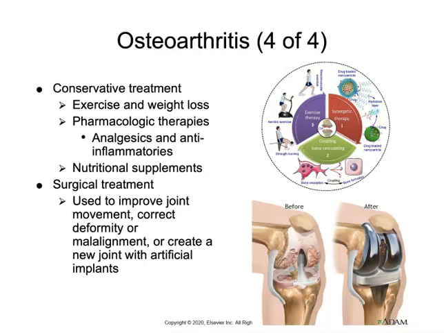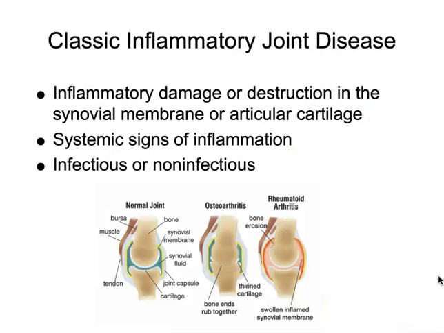But the last line of defense, I guess you would say here, is a surgical treatment where we are going to use it to improve the joint movement, correct any deformity or malalignments, or create a new joint with artificial implants, which is what you see here on the right-hand side. So this is, again, more for severe cases or when we have joint deformity, and the timing of this is crucial for optimal outcomes. Now let's start talking about inflammatory joint diseases.